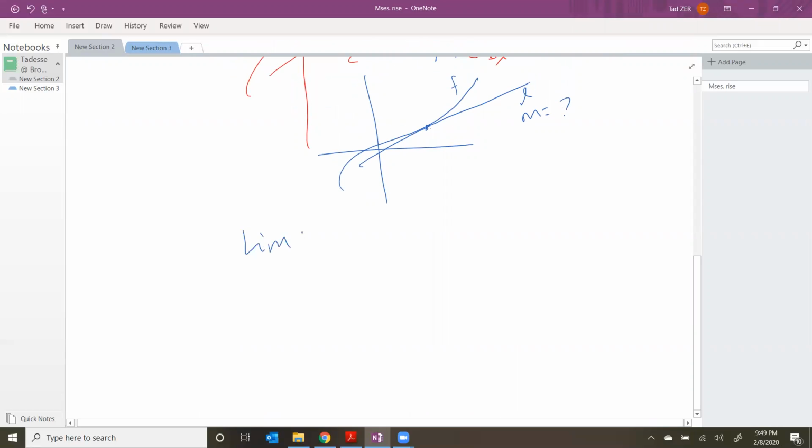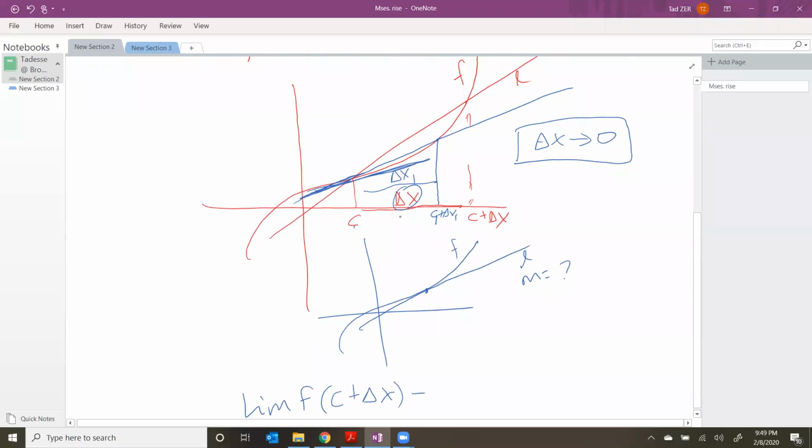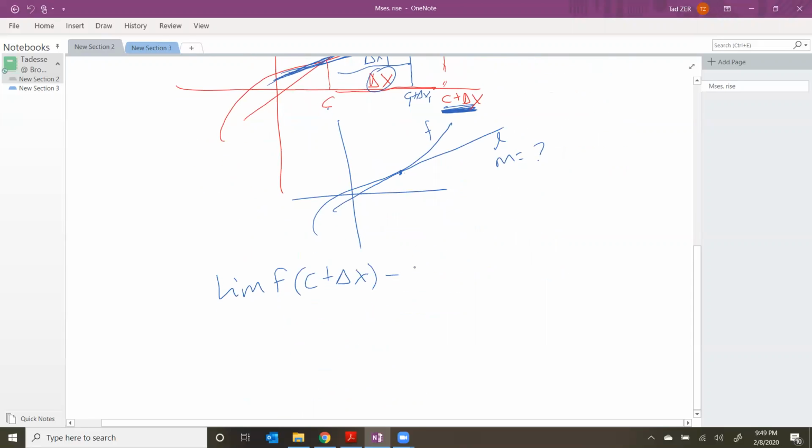So this becomes the limit of y2, which means f at x2. What is x2? C plus delta x. So y2 is f at C plus delta x, minus f at C, divided by C plus delta x minus C, as delta x goes to 0.